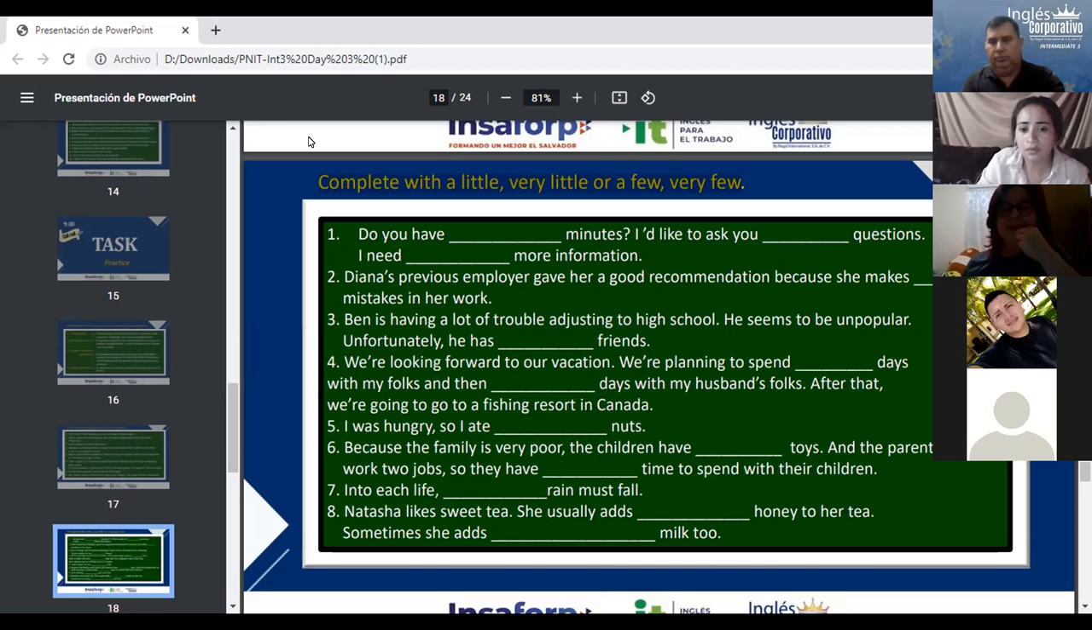So they have... But time, a few time doesn't sound well. For me, a little time. A little time. Yes. A little time to spend. Yes, it's a little moment. So they have a little time. It's like a little moment. A very little, no. Very little. Very, very little. No, they have a little time.